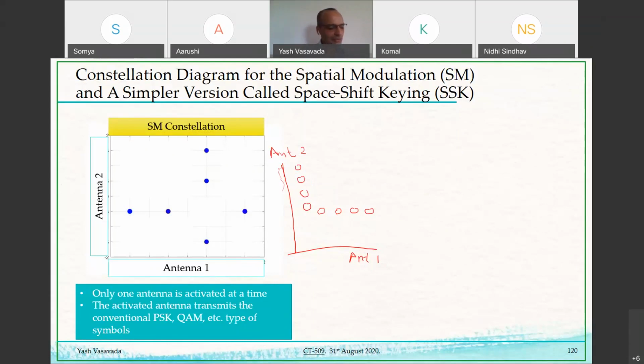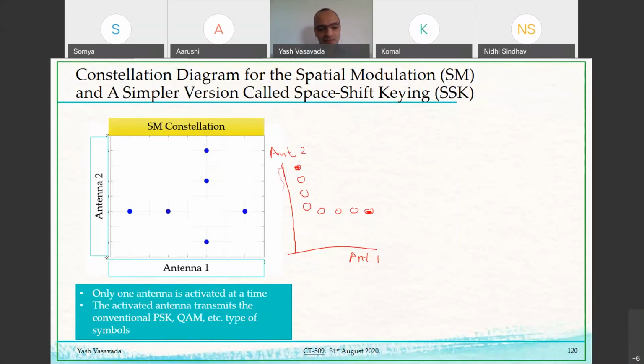When I am activating this symbol over here, I don't need to activate antenna 2. These 4 QPSK symbols that I'm schematically showing along this horizontal dimension are being transmitted only using antenna 1. Whereas when I use antenna 2 to transmit the same QPSK symbol, I don't need to activate antenna 1. So I have 2 transmit antennas. At a time, on individual transmit antennas, I am doing the same QPSK transmission that I would do in a normal single input, single output configuration.